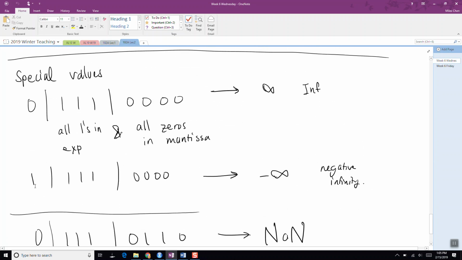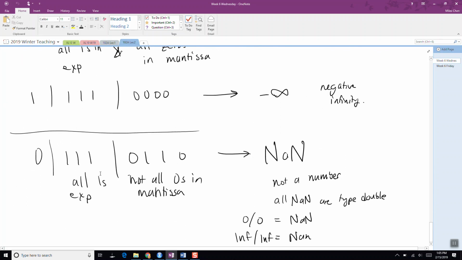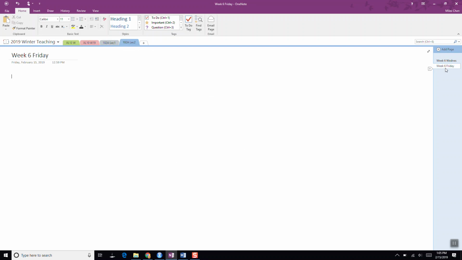We also covered a few special values. If the exponent is all 1s and everything else is 0, then that's going to be positive infinity or negative infinity. And if the exponent is all 1s and we don't have all 0s in the mantissa, then we get something that's not a number. We'll continue on today to discuss a little bit more about our numbers, and talk about what happens in our double precision floating point.